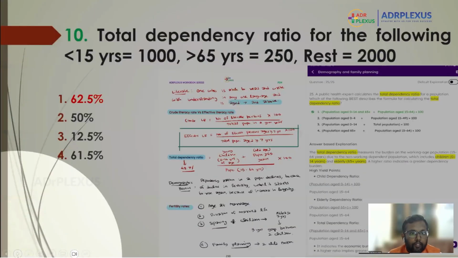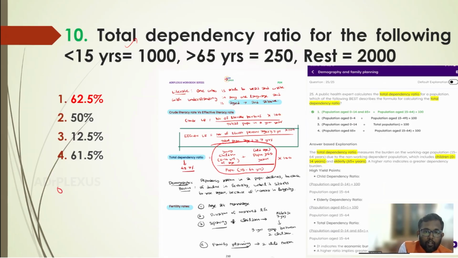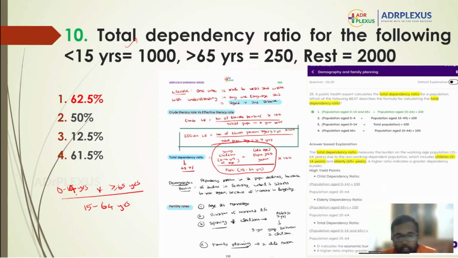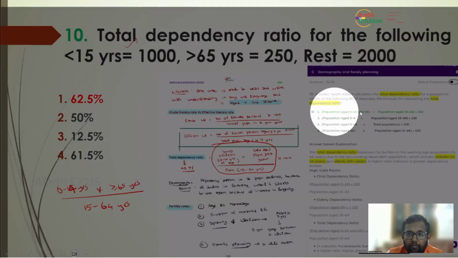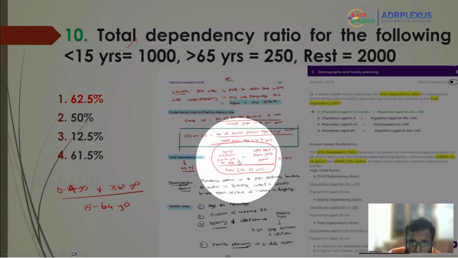Can I go into next question? So total dependency ratio. It was a very, very easy question. Total dependency ratio. We have seen who are dependent on whom. So the population between 0 to 14 years and more than 65 years are dependent on the population between the 15 to 64 years. So this we have discussed so many times. You can see here, in our Q bank as well as in our workbook.